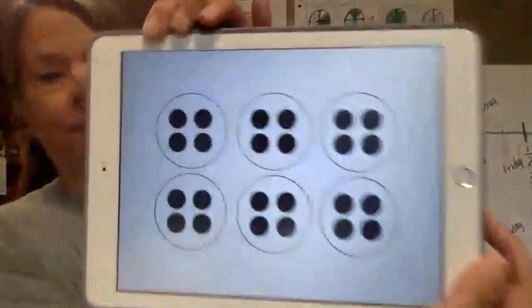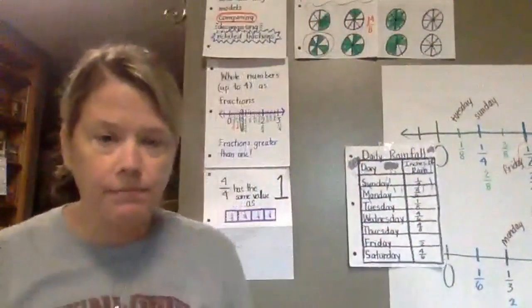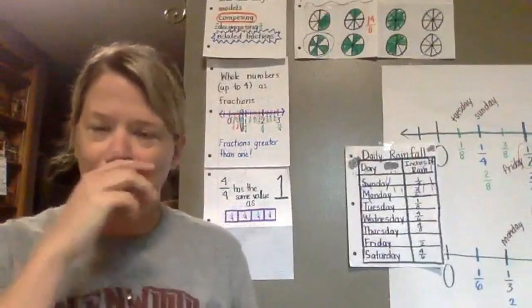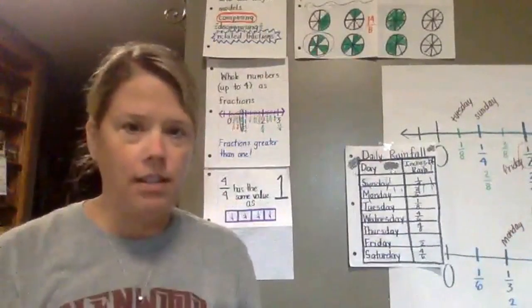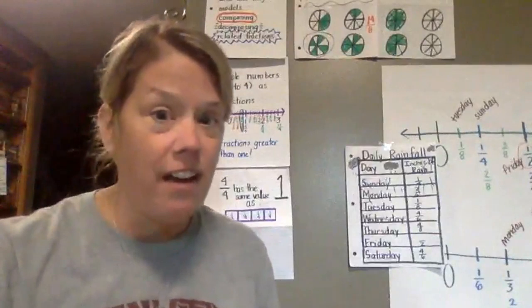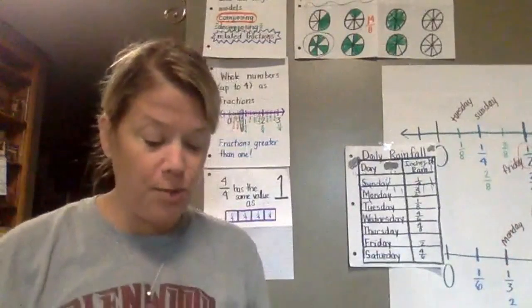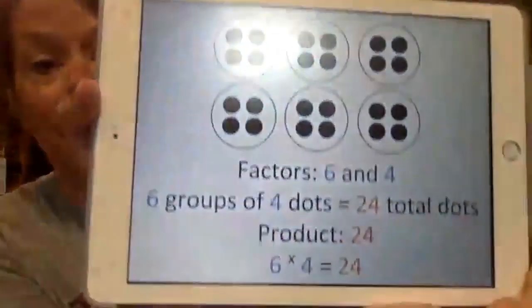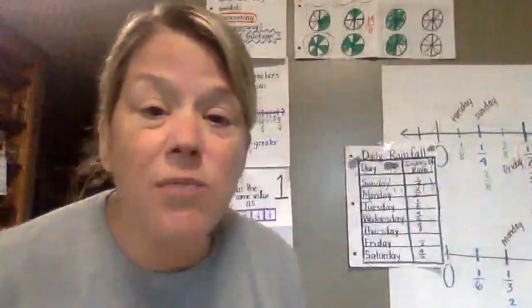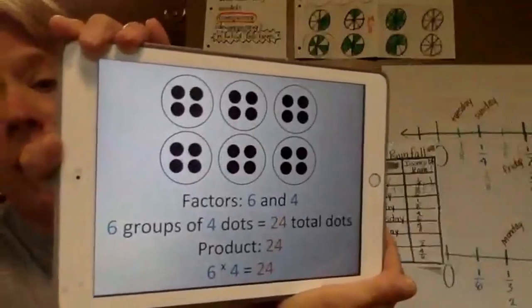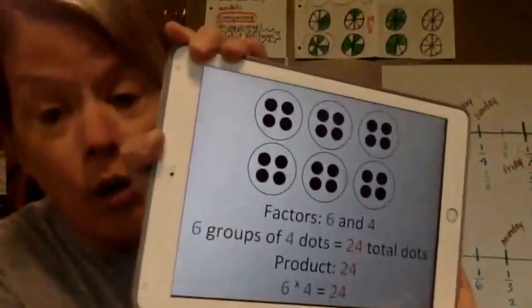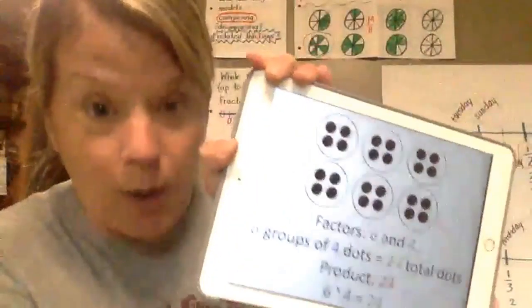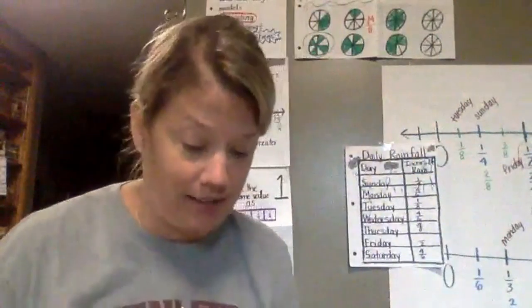Who's ready to subitize? What'd you see? Got to subitize like double. You saw 6 groups of 4 in each group. So our factors are 6 and 4. Our product is 24. That's repeated equal addition. So we could say 4 plus 4 plus 4 plus 4 plus 4 plus 4. Say that 5 times fast.